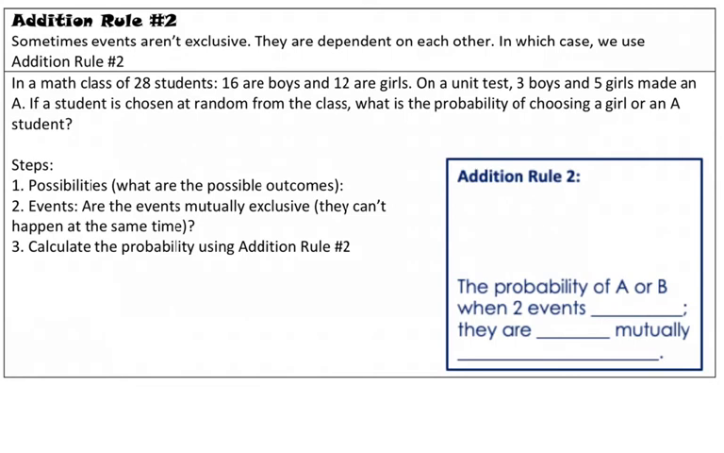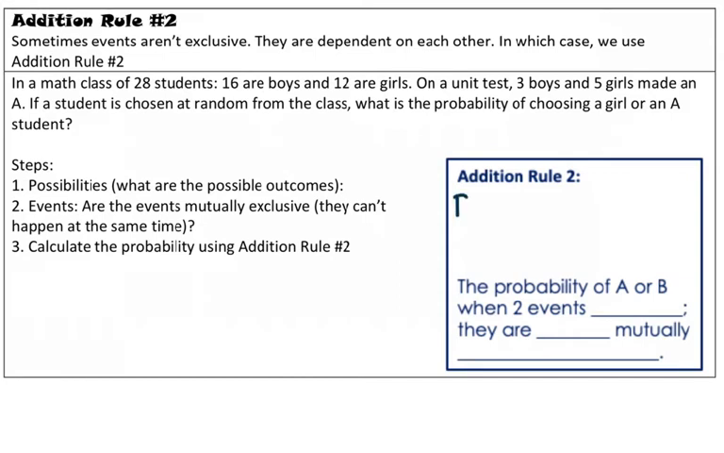Alright, so let's look at addition rule 2. So sometimes events aren't exclusive. They are dependent on each other, in which case we use addition rule 2. This means that these can happen at the same time. So here's the rule.